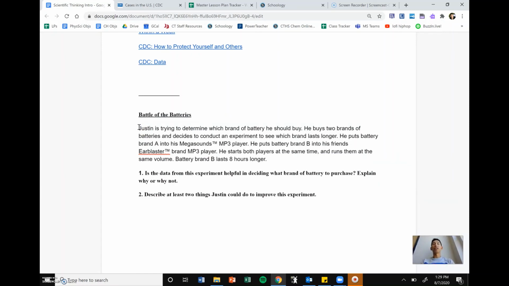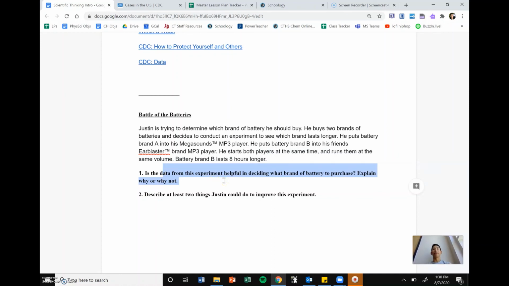Justin is trying to determine which brand of battery he should buy. He buys 2 brands of batteries and decides to conduct an experiment to see which brand lasts longer. He puts battery brand A into his Mega Sounds MP3 player. He puts battery brand B into his friend's Ear Blaster brand MP3 player. He starts both players at the same time and runs them at the same volume. Battery brand B lasts 8 hours longer. Question: is the data from this experiment helpful in deciding which brand of battery to purchase? Explain why or why not.